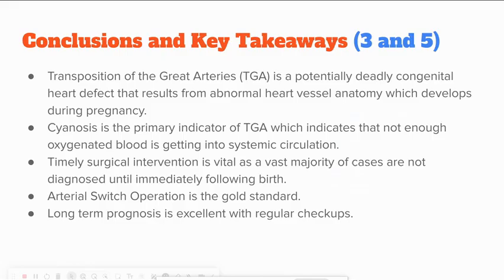Conclusions and key takeaways. Transposition of the great arteries is a potentially deadly congenital heart defect that results from abnormal heart vessel anatomy, which develops during pregnancy. Cyanosis is the primary indicator for TGA, which indicates that not enough oxygenated blood is getting into the systemic circulation. Timely surgical intervention is vital for the vast majority of cases if not diagnosed immediately following birth. Long-term prognosis is excellent with regular checkups.